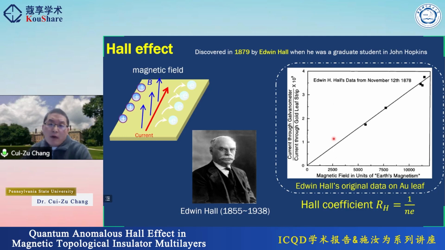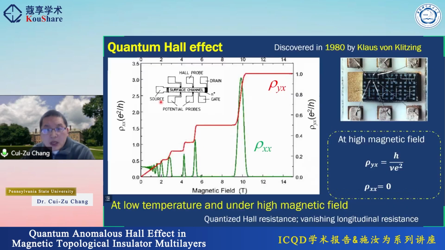And for this kind of Hall effect, we will ask what will happen if we further increase the magnetic field. Most of the electrons may be pushed towards the two sides and make the bulk become insulating.